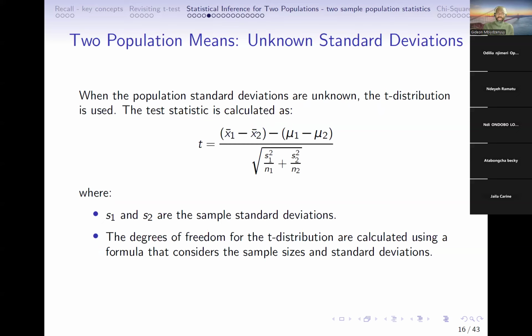When you do not know the population standard deviation, then you replace that with the sample standard deviation. It's exactly the same thing, but you have the sample standard deviation.